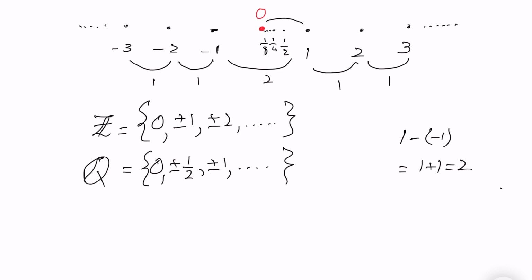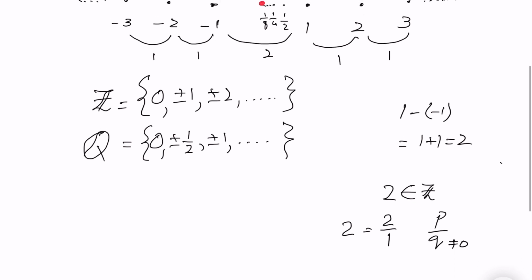Well, the question is, is the number 2, which is an integer, a fraction? Well, the answer is yes, because we can write it in the form of 2 over 1, which is 2. And that's the definition of the fractions. They can be written in the form of p over q, where p and q are integers and q cannot be equal to 0. Okay, so we got some idea about the fractions.